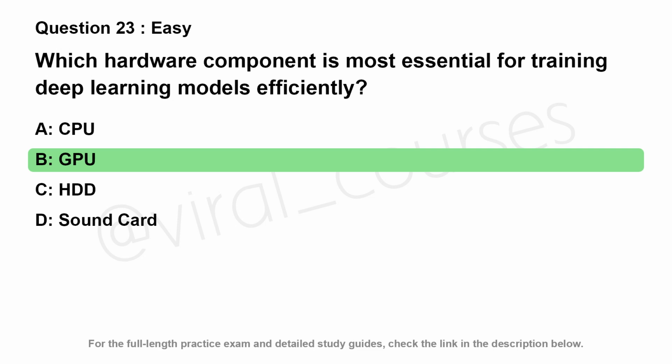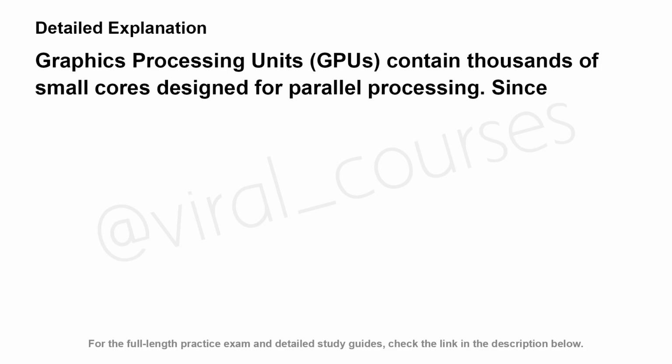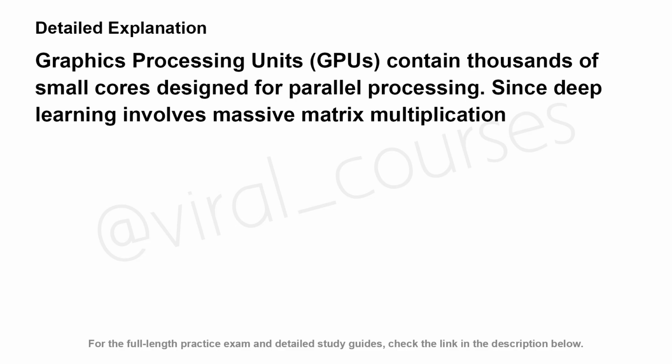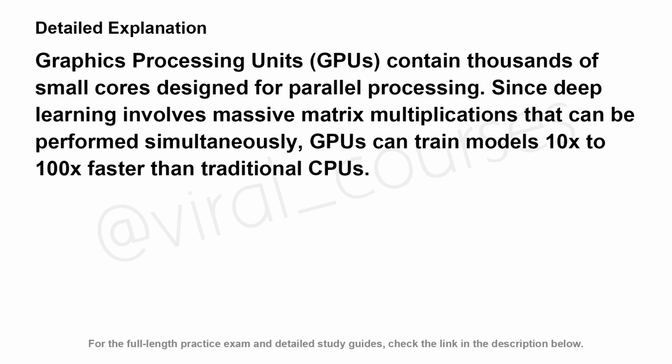The correct answer is B. Graphics processing units, GPUs, contain thousands of small cores designed for parallel processing. Since deep learning involves massive matrix multiplications that can be performed simultaneously, GPUs can train models 10x to 100x faster than traditional CPUs.